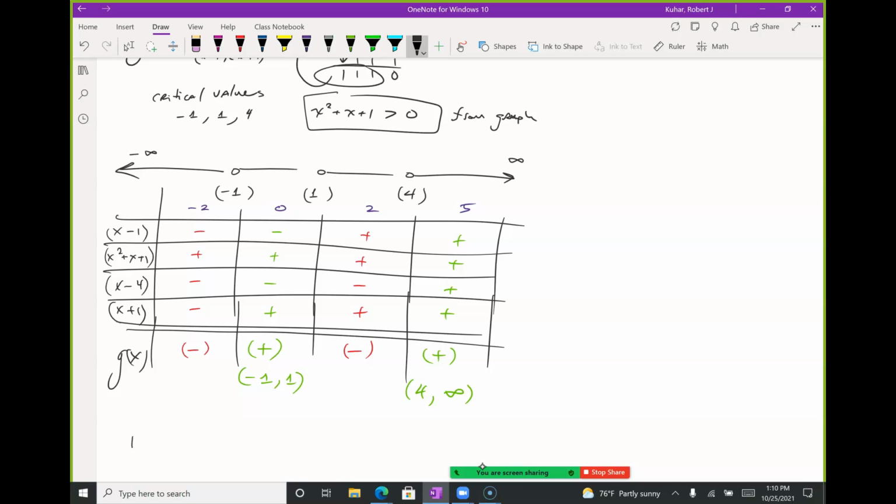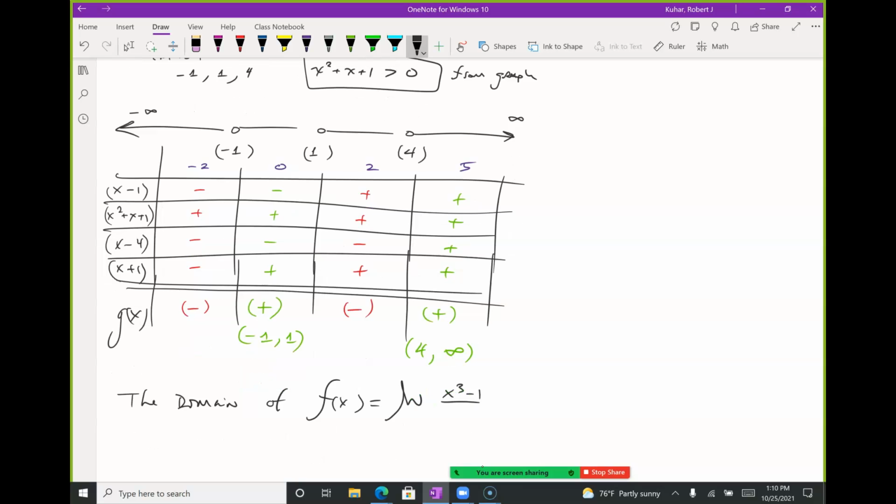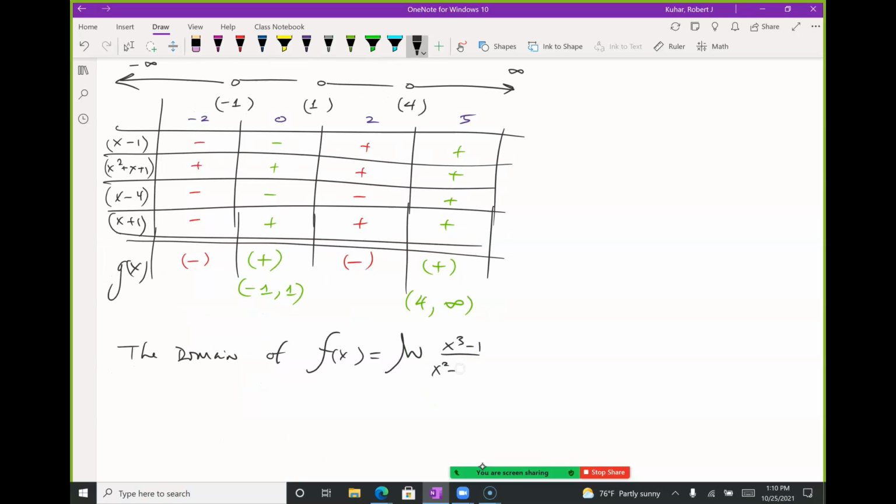So the domain of f of x equal to the ln of x cubed minus 1 all over x squared minus 3x minus 4 is -1 to 1 union 4 to infinity.